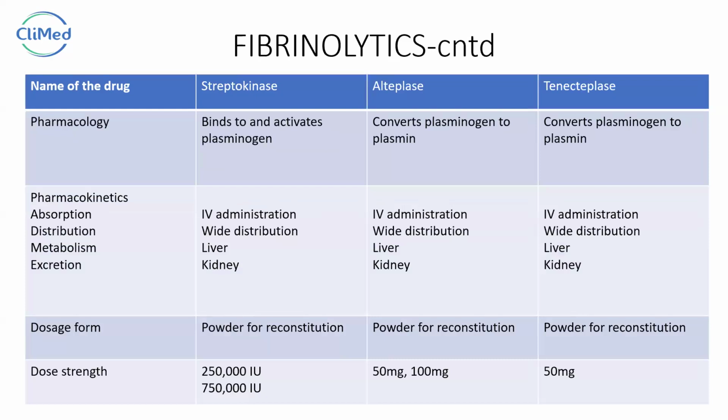Pharmacology: it binds and activates plasminogen. Plasminogen is a factor that converts into plasmin, which in turn converts insoluble fibrin into soluble fibrin, thereby recanalizing the occluded blood vessels. Pharmacokinetics: administered intravenously. It has a wide distribution, is metabolized in liver and excreted via kidneys. Dosage form available is powder for reconstitution. Dosage strengths 250,000 international units and 750,000 international units. Next slide, please.